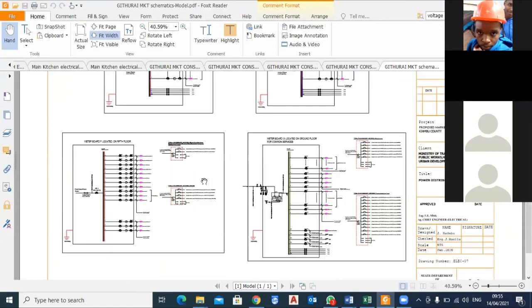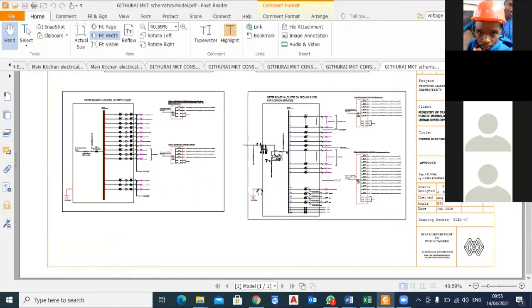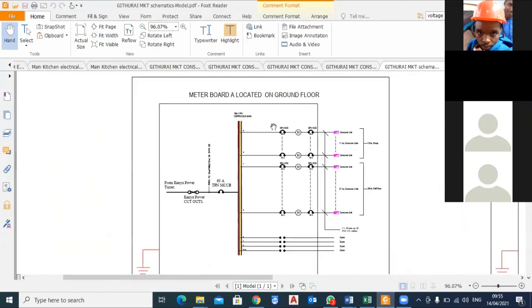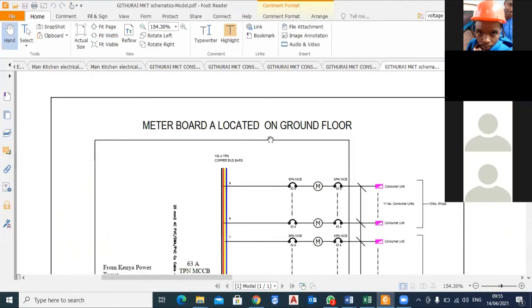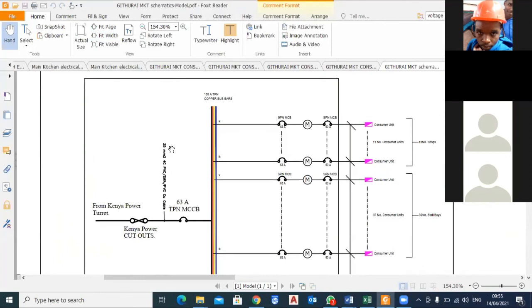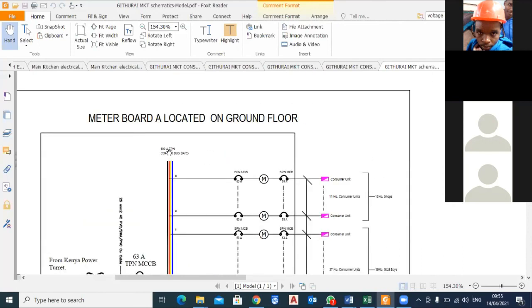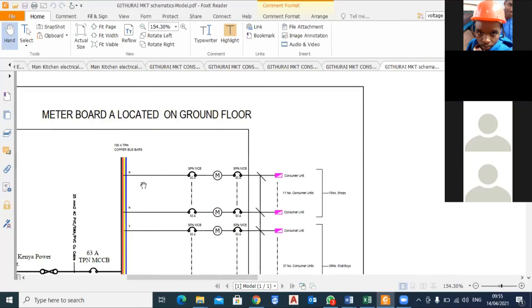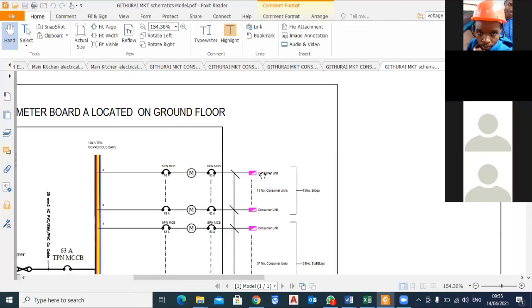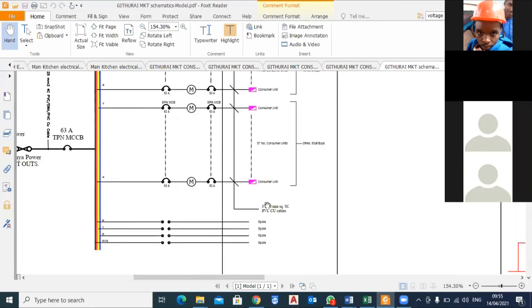Now, these are samples of a schematic. Like this one is meter body A located on the ground floor. Nisema from Kenya Power, nikasema hiyo cable, the breaker, nikaeka hizo the bus bar, nikazipeana the rating yake, kapitia cable yake kwa breaker, kwa meter, kwa breaker, then kwa consumer unit. Hapa chini nimeweka the size of those cables.